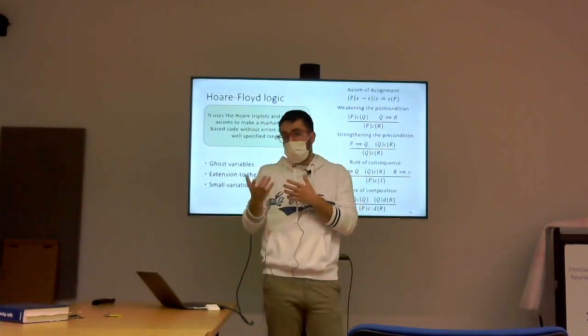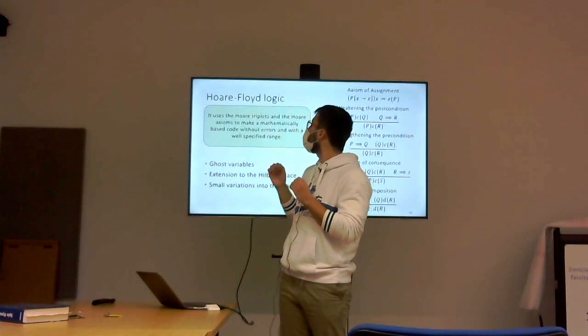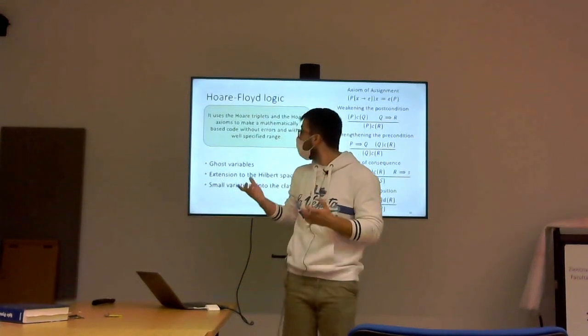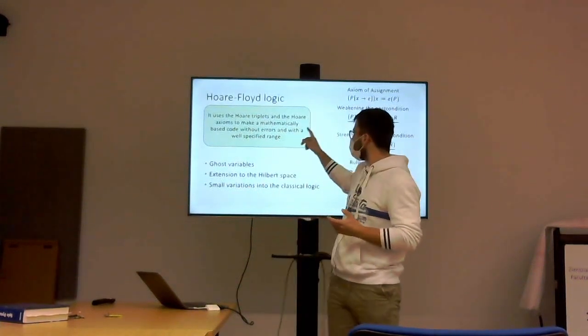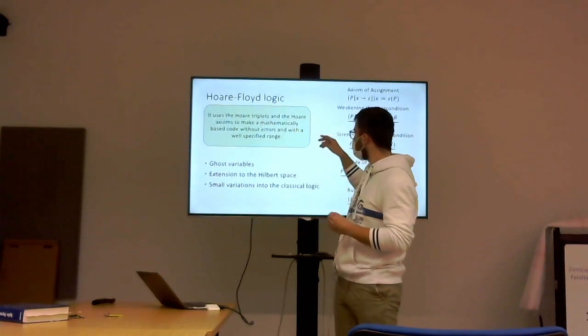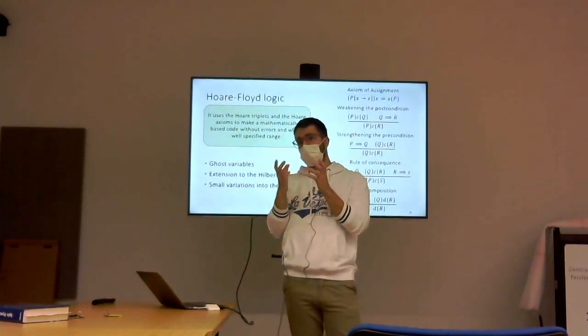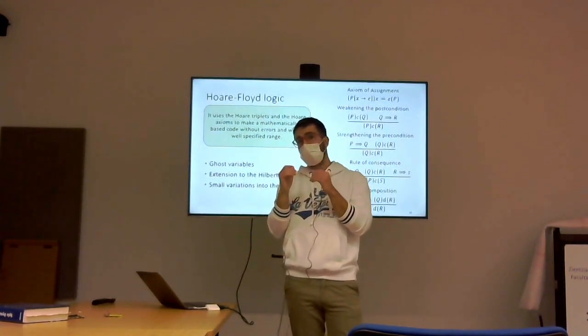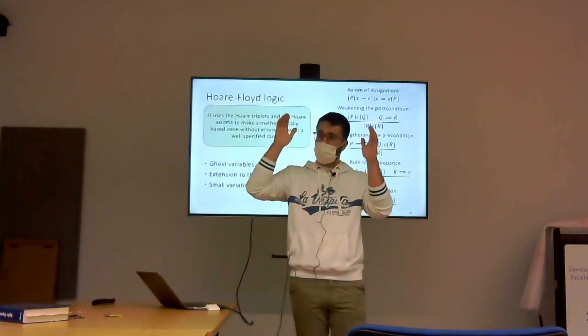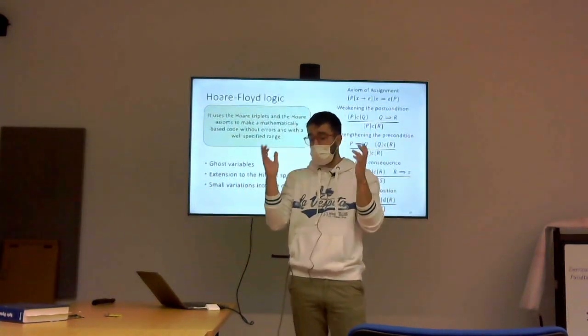And how can you adapt the Hoare-Floyd logic to the quantum world? Well, what they do is introduce ghost variables. The ghost variables are something that is not in the triplet. They do not work in the logic, but there are some conditions, the boundary conditions, that you have to put in the system so that everything works right.